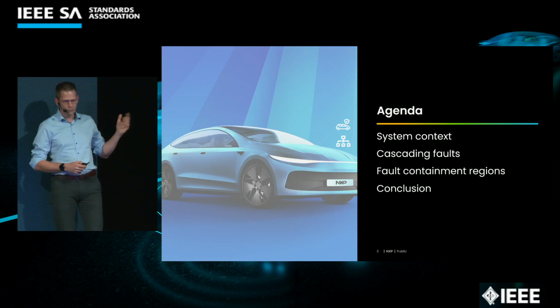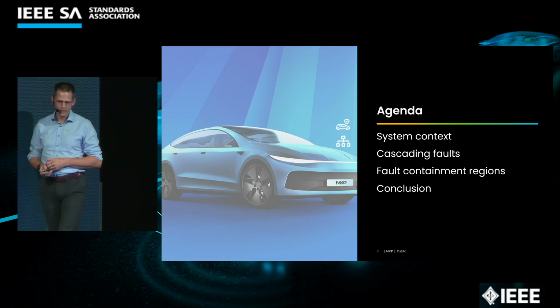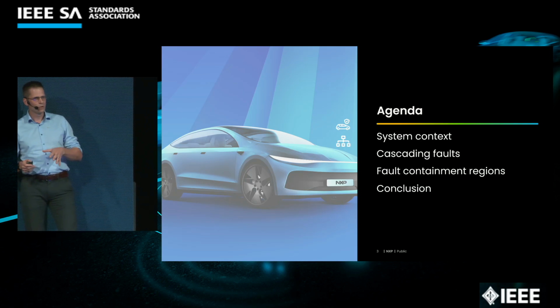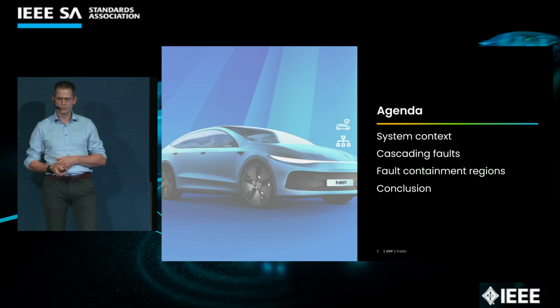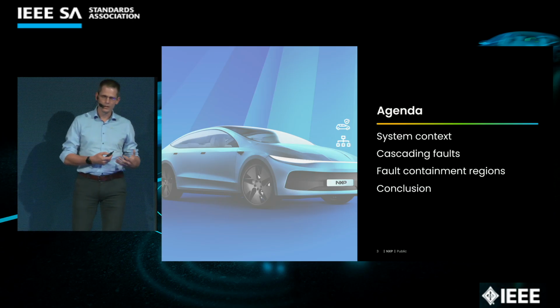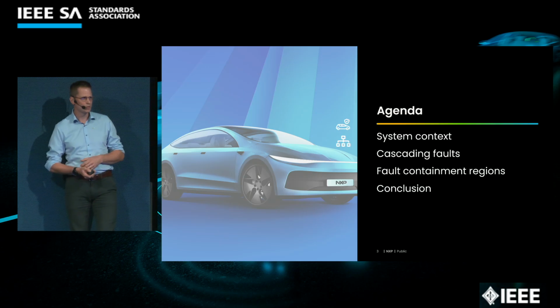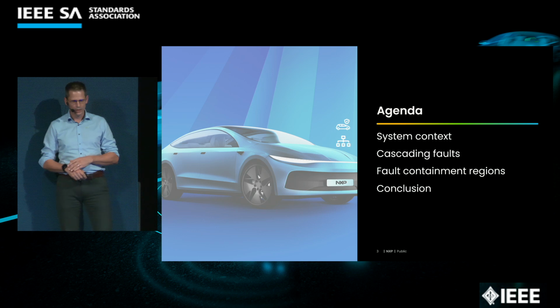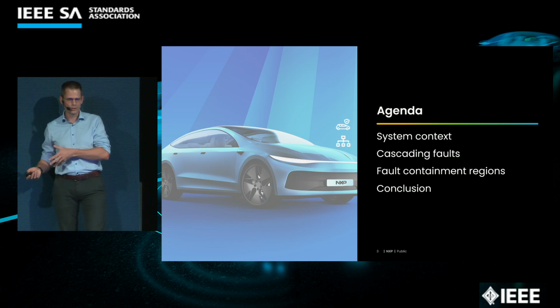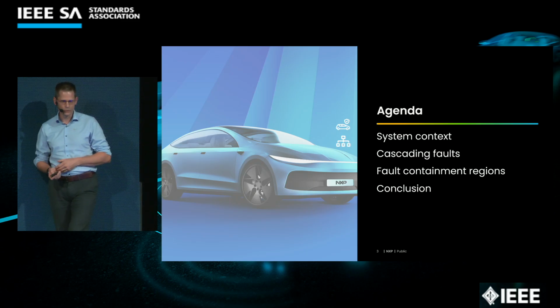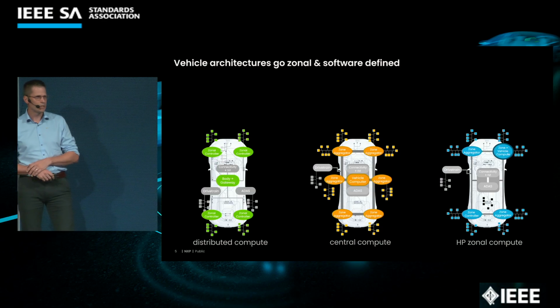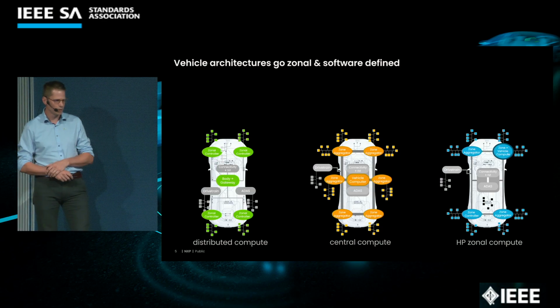So first of all, I'll give a bit of the context of the system and what I'm talking about, and then look into cascading faults, which is one of the phenomena or issues that need to be covered to make sure that at the end the system stays safe. Then I'll also talk a bit about fault containment regions to say how we can cope with this, and then get to a conclusion.